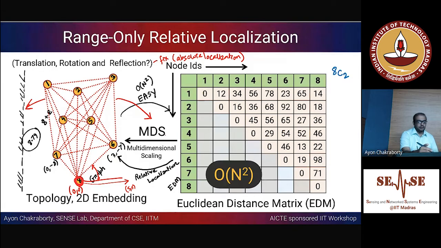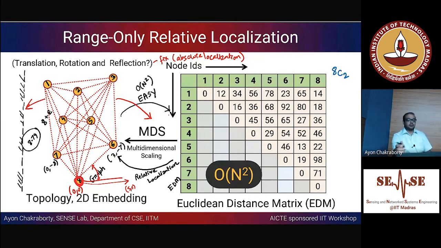Okay, so primarily the first part was relative localization, and the second part is how do you associate some physical coordinate with a certain node to translate this relative localization to absolute localization.